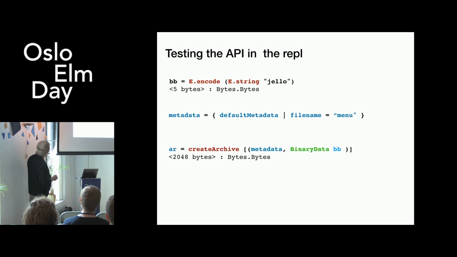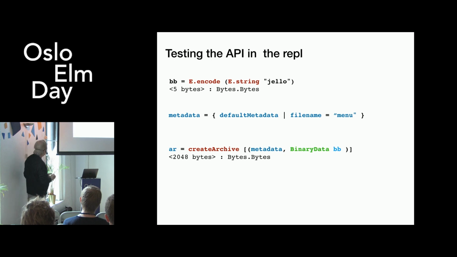And then you can create an archive by running the create archive function on the list of one element consisting of a single pair, metadata, comma, binary data BB. So we're treating this thing as binary data now. And it checks out because this is 2048 bytes long. If you divide by 512, that's 4. So there's one block for the header, one block for the data, 2 blocks of zeros to terminate the thing.